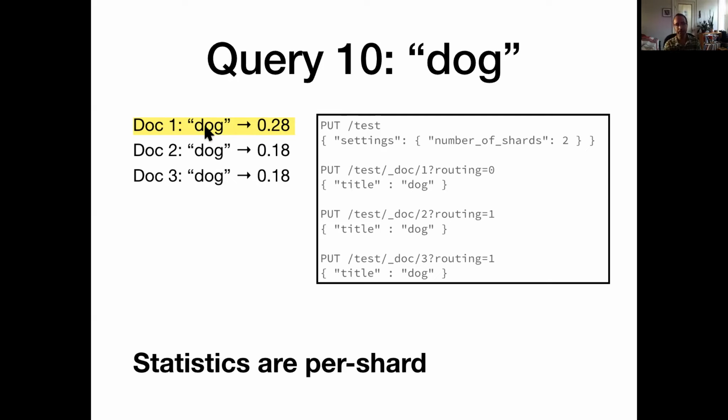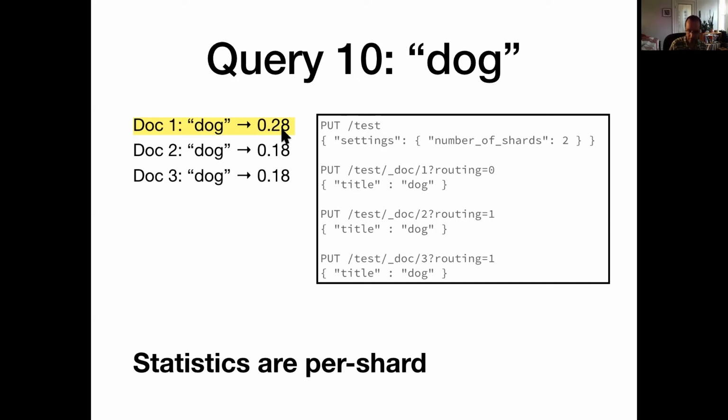So in the second shard, dog has a document frequency of 2. It occurs in 2 documents on that shard. On the first shard, dog has a document frequency of 1. And of course, document frequency is a big part of the BM25 formula. So you would expect that these matches coming back from different shards would get different scores. And the document that's unique in its shard gets the highest score.